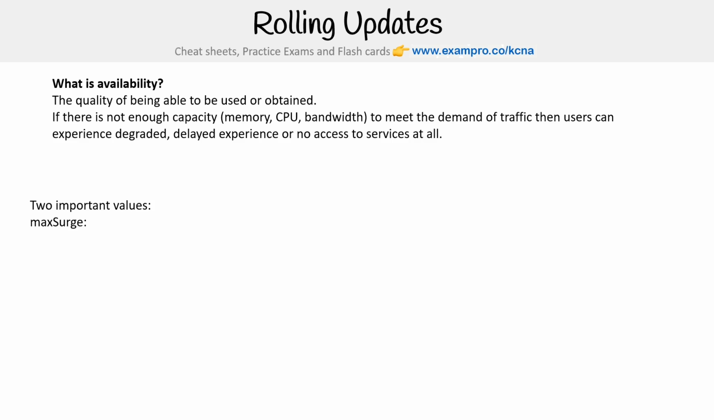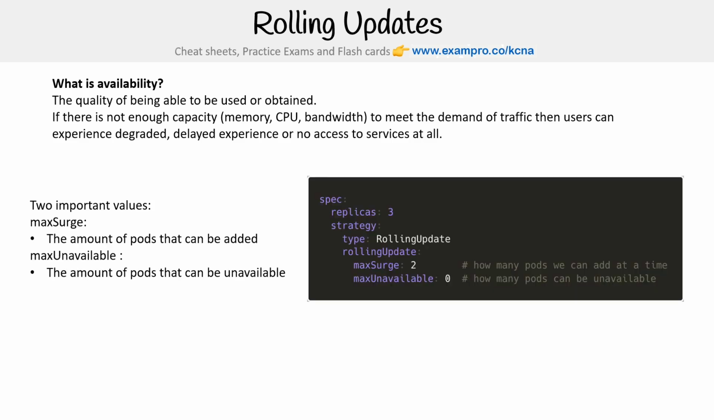So there are some values that you can set. I'm not sure why the graphic's not showing there. There we go. The first is max surge, and then we have max unavailable. Max surge says the amount of pods that can be added at a time. And that means if you want to replace two at a time, you can do that.